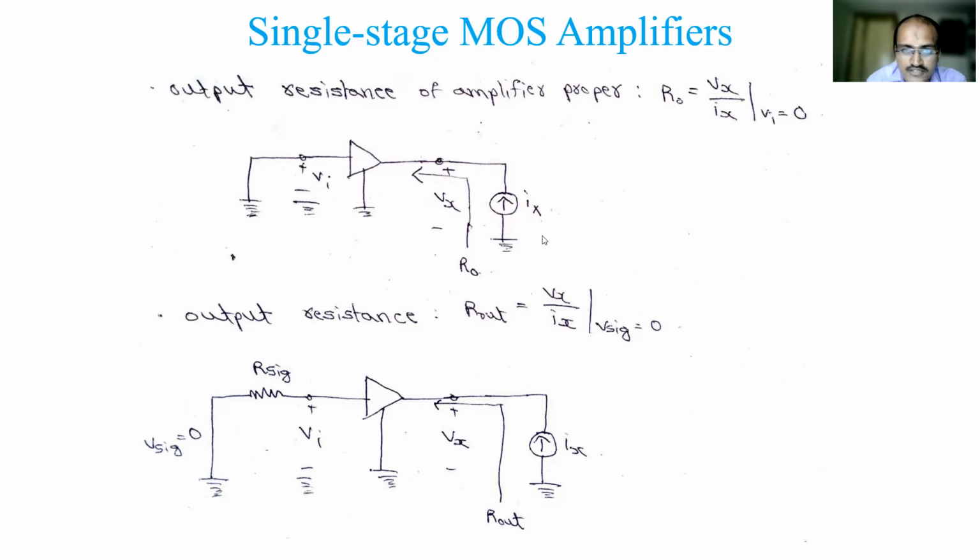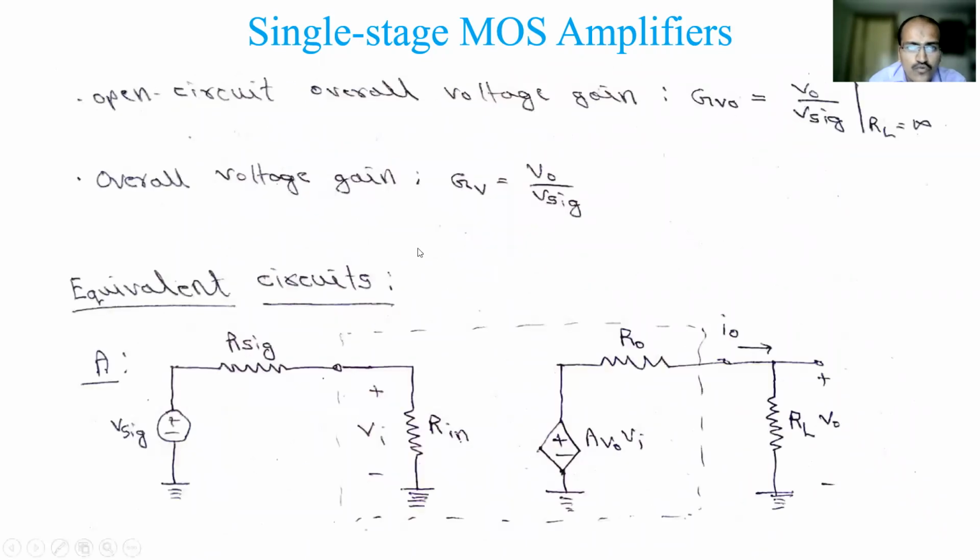So next two sets are open circuit overall voltage gain. Open circuit overall voltage gain is given as Gvo. It is given as V0 by V signal. So what is the difference here? Avo is open circuit voltage gain, Avo is nothing but V0 by Vi. But now we have taken, instead of Vi, the V signal we have applied. That ratio we have taken, V0 by V signal, when RL is not connected. Similarly, if we call the overall voltage gain Gv, it is just V0 by V signal.